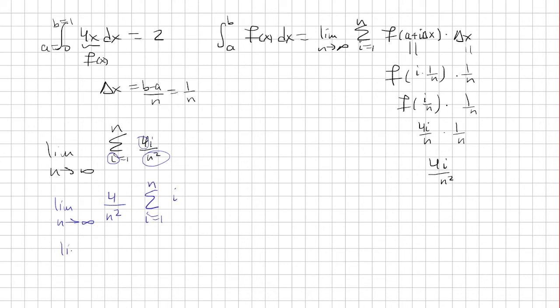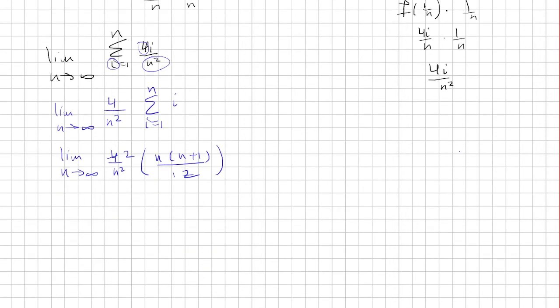Okay, so the sum of i from i equals 1 to n is n times n plus 1 over 2. Now the 4 and the 2 become 2 and 1, and I can distribute this. I'm going to pull out the 2 in front first, and I have n squared plus n over n squared. This will just be 2 times the limit as n approaches infinity of 1 plus 1 over n.